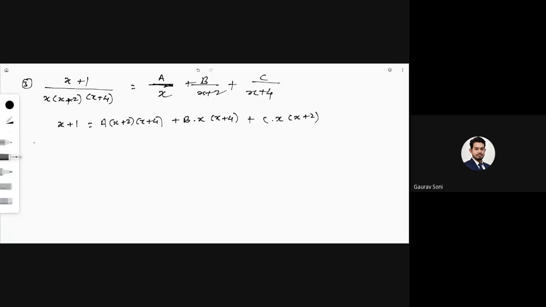Okay, so for a, I will put x equal to 0. If I put x equal to 0, then b into 0, c into 0. So we will have 1 is equal to a into 2 into 4 plus b into 0 plus c into 0. So this gives me a equal to 1 by 8.